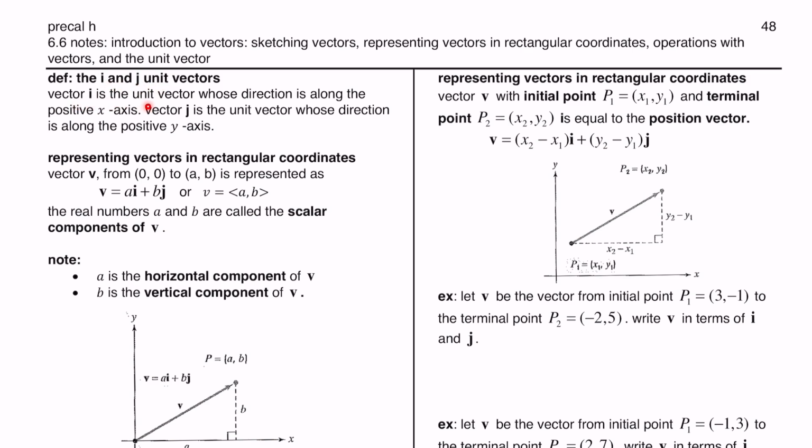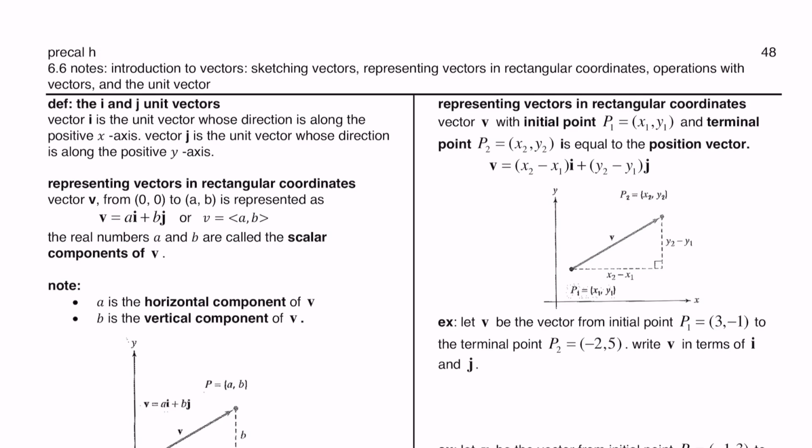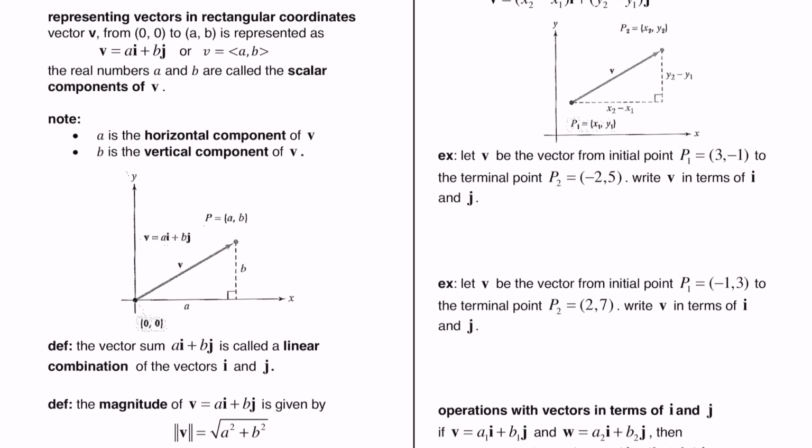Vector i is the unit vector whose direction is along the positive x-axis. Vector j is going to be the unit vector whose direction is along the positive y-axis. When we represent vectors in rectangular coordinates, we're going to use either the component form, ai plus b times j, or it will be in, again, this form where you have these carets, and then you'll have the a component and the b component. The real numbers a and b are called the scalar components of v.